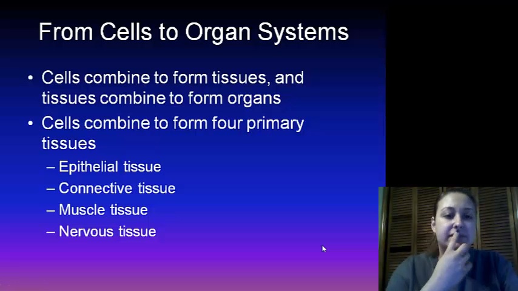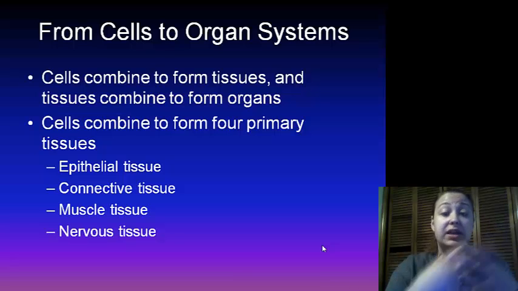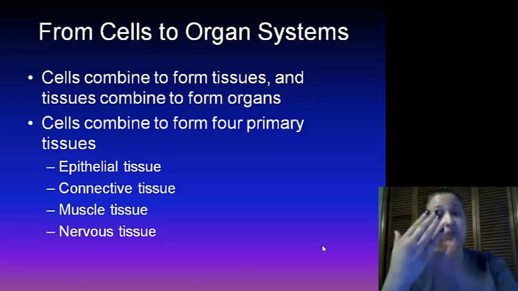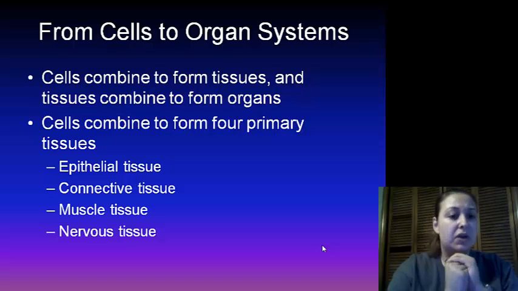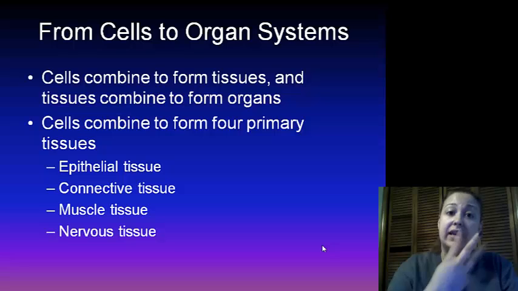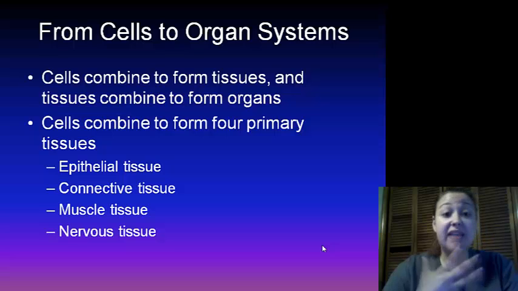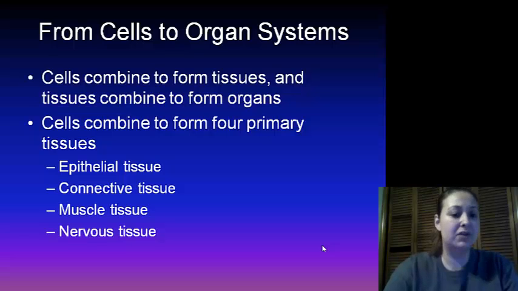Cells to organ system. Well, we know that cells combine together to form tissues. Tissues form organs, organs form organ systems. So when our cells come together, we have 4 primary types of tissues that they can create: epithelial, connective, muscle, and nerve. Well, today we're going to be talking about the epithelial tissues. Part 2 is connective, Part 3 is muscle, and Part 4 is nerve.